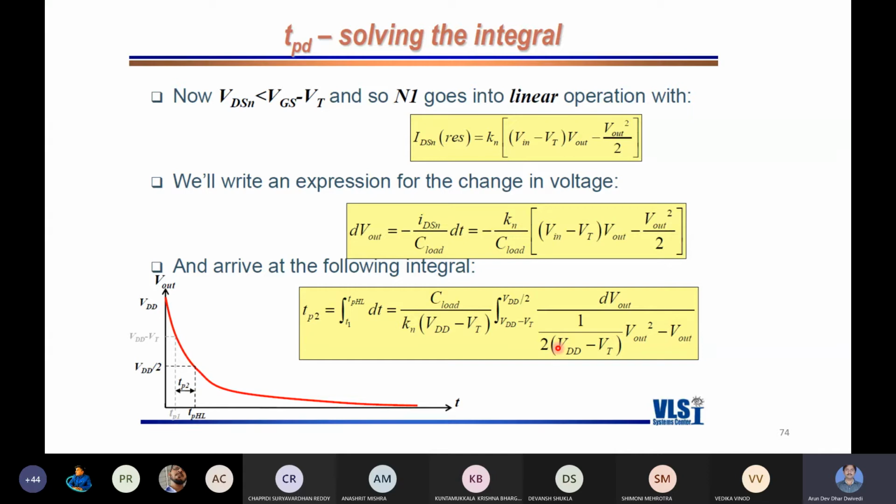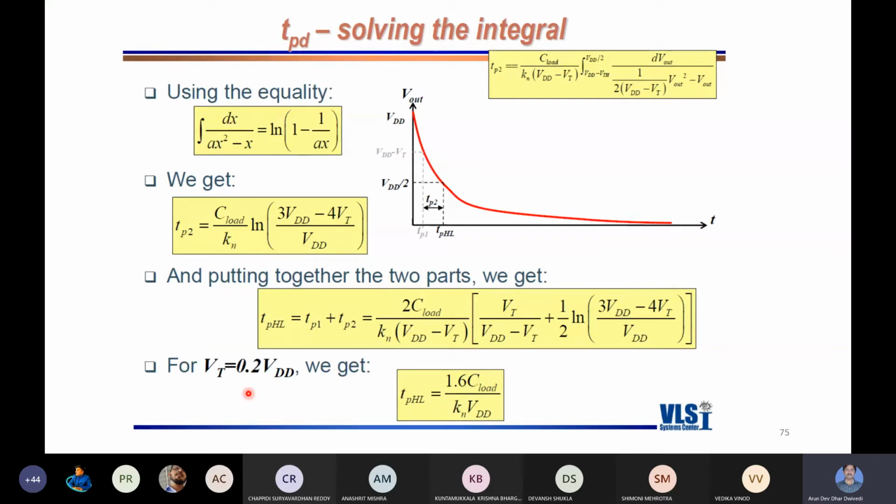So in this way, some terms are taken outside as common, and the remaining terms containing V out are taken inside the integral. The integral is still not done. So TP2 can be calculated this way. This is another method, and by adding both we can find out TPHL.